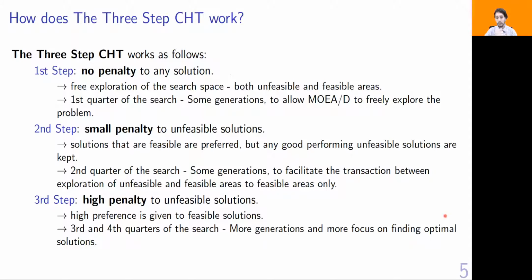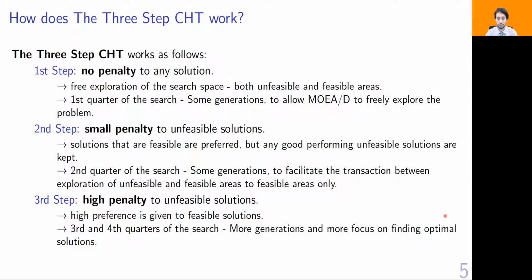In this step, we highly penalize unfeasible solutions because we want to give preference to feasible and only feasible solutions. Well, that's our end goal. That's why we do that in the third and fourth quarters of the search, more generations, because we want to polish the final output of the algorithm.